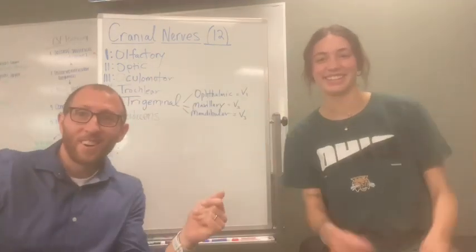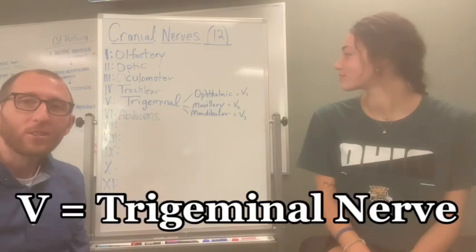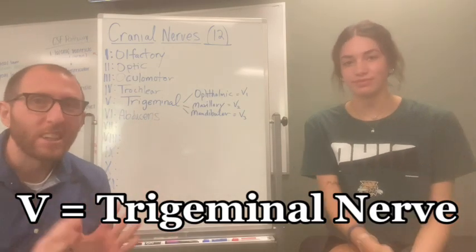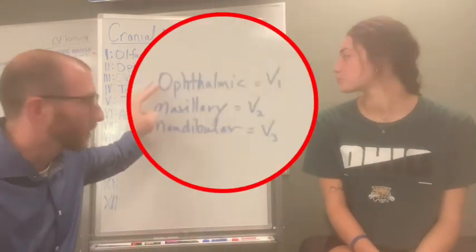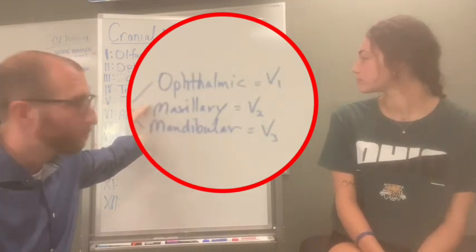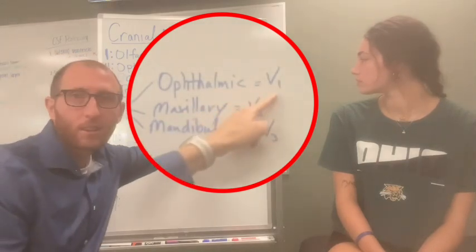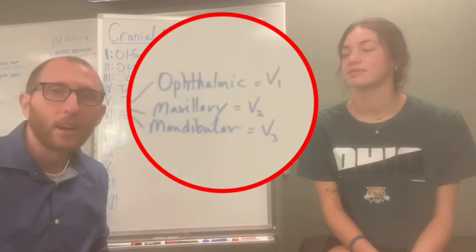All right, we're on to number 5, V, which is the trigeminal nerve. Now this one, it's special. It's got 3 different divisions to it, and you can see these 3 right here. They're called ophthalmic, maxillary, and mandibular, and you can also abbreviate them V1, V2, V3. But make sure you know the names as well.